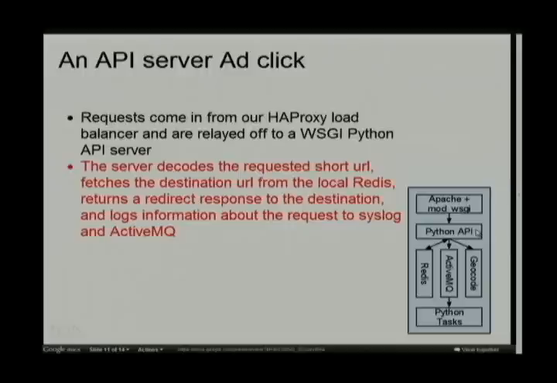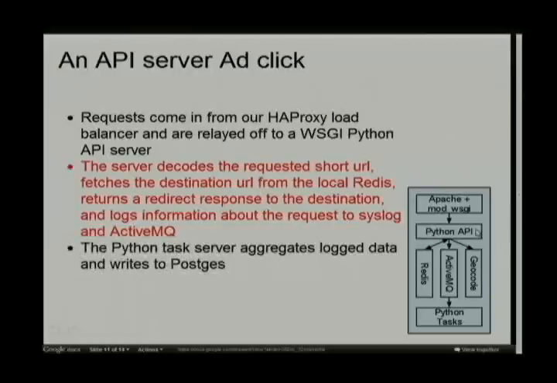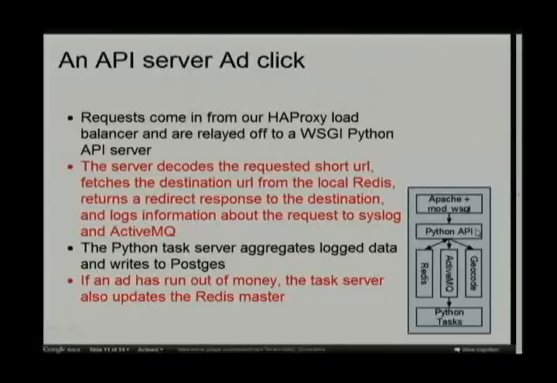But being able to validate that with something like syslog is also very, very important. And then we had the Python task server aggregate right to Postgres, and then if an ad ran out of money, it would take it out. Go for it. So you're talking, there's syslog, there's ActiveMQ, and there's Python. Sorry, and there's Postgres. So do all three have the same information, more or less?